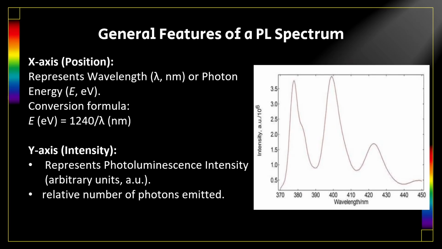When we look at a typical PL spectrum, first we need to understand the axes. The x-axis represents the photon energy or wavelength, while the y-axis shows the relative intensity of the light emitted. From this graph, we can extract three key parameters to evaluate the material quality. First is the peak position, second is the peak intensity, and the final one is the full width at half maximum. I will explain each of them in the following slides.